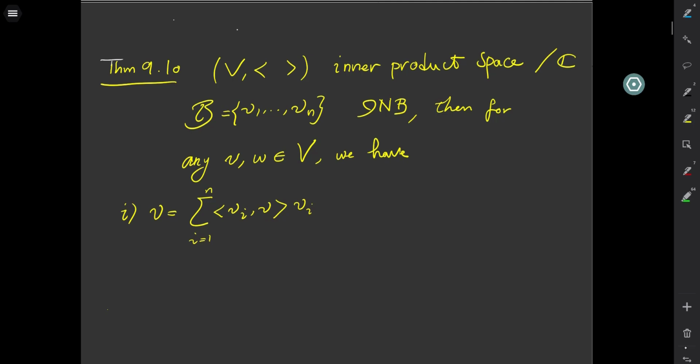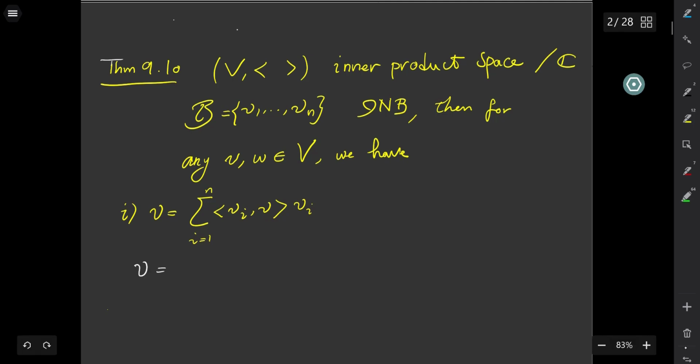The first property is about only one vector. It writes v as a linear combination of the vi. The vi's are a basis, so writing a linear combination is always possible, and that linear combination is always unique. That means the coefficients that we find for the vi are uniquely determined. So what this theorem is telling us extra is that the coefficients can be computed using this inner product. Let's prove this, and then we look at the second part of the theorem.